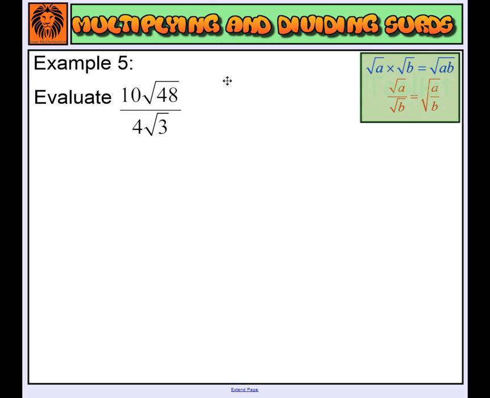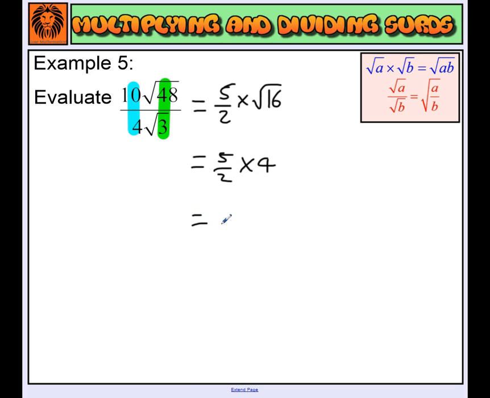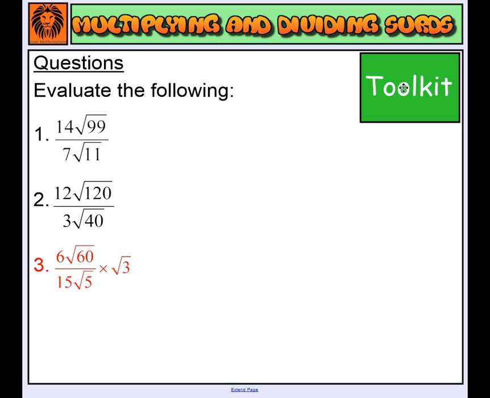Example 5. We have 10 lots of root 48 divided by 4 lots of root 3. So we start off by grouping together the whole numbers and grouping together the surds. We can simplify 10 over 4 to be 5 over 2, and we're going to multiply this by root 48 divided by root 3. So 48 divided by 3 is 16, so this is root 16. Root 16 simplifies to 4, so we now have 5 over 2 times 4. So when we multiply it with a fraction, this will give us a numerator of 20 divided by 2, and that simplifies to 10.